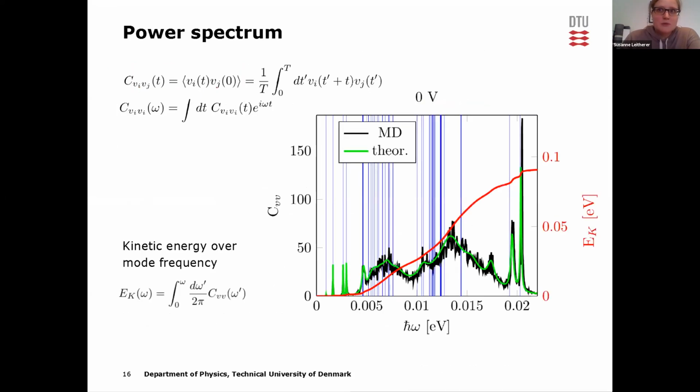What quantities do we actually analyze? We look at the velocity correlation function, because integrated over frequency it gives the kinetic energy of the system. Let me explain this figure. Here you have these blue lines that are the phonon frequencies. The velocity correlation function has peaks at frequencies that are mainly excited by the current, and integrated, you see here the kinetic energy. So that would be the total kinetic energy in the system.